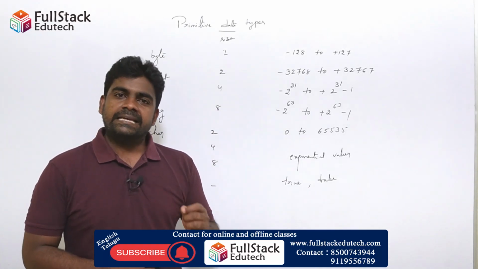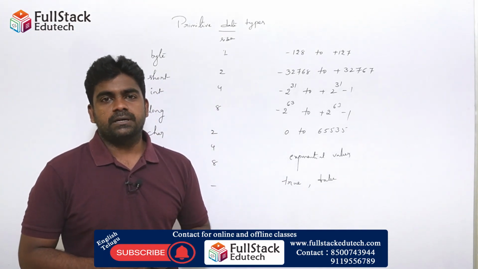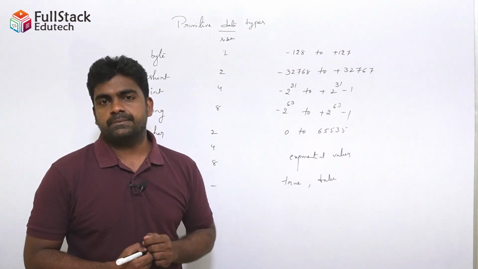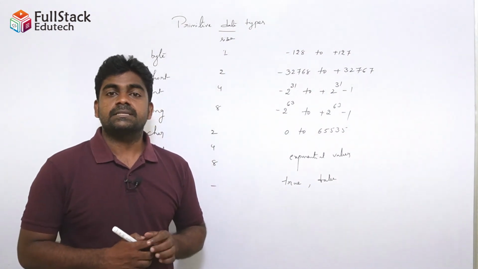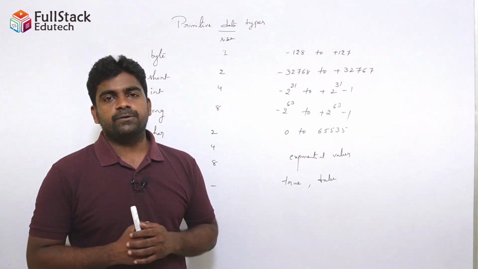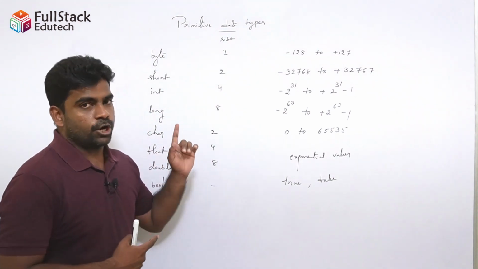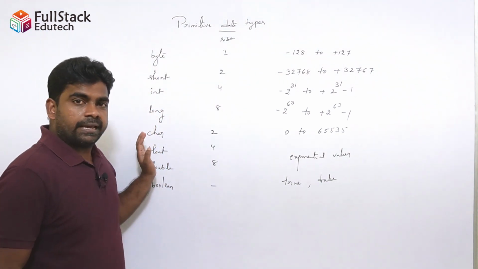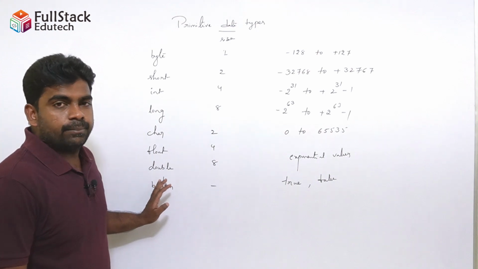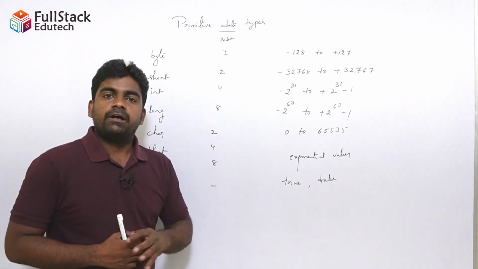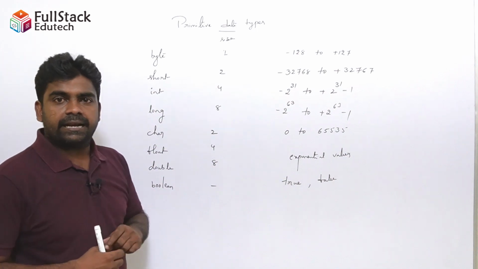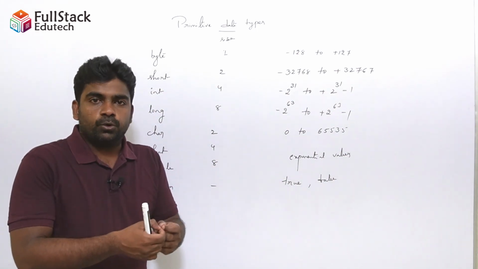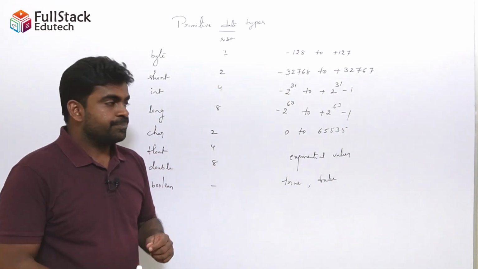Hi everyone. So in this video I am going to explain about Java primitive data types interview question. So what are the Java primitive types? There are 8 Java primitive types: byte, short, int, long, character, float, double and boolean. There are 4 integer types. The first 4 are integer types, allowed to store integer values.